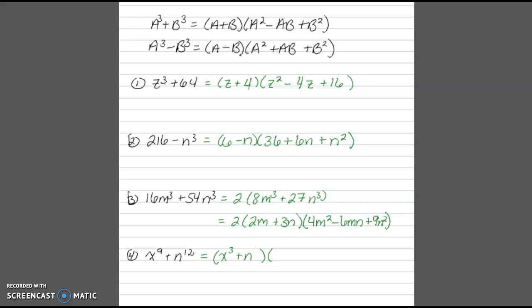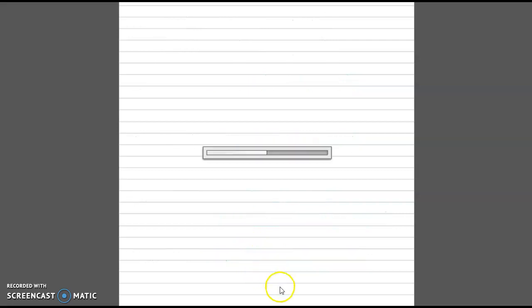Now I use those terms to get my trinomial. Squaring x to the 3rd, which means I'm multiplying the exponent by 2. That gives me x to the 6th power. Take the opposite sign, minus, multiply the terms together, x to the 3rd, n to the 4th. Take the last term, square it, n to the 4th squared is n to the 8th. Again, it's a square term, so multiply the exponent by 2.